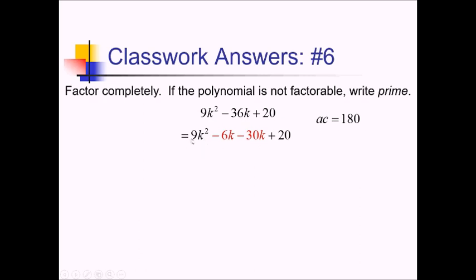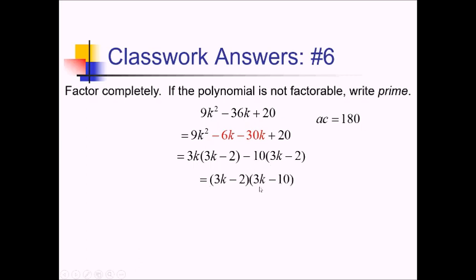For the first two, I can take out a 3 and a k, leaving me with 3k minus 2 inside. And for these next two terms, I can take out a negative 10. That leaves me with 3k minus 2 there as well. So taking out that common factor of 3k minus 2, that leaves me with a 3k minus 10 for the other parentheses.